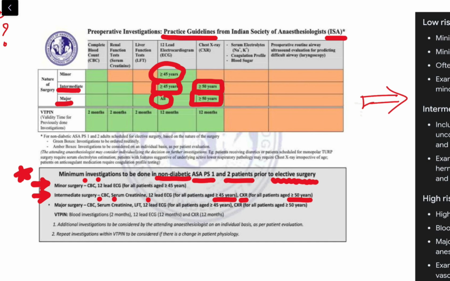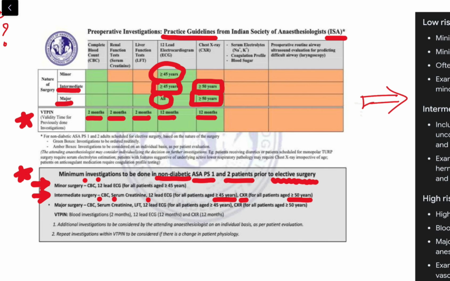Now you may ask, what if a patient has investigations which are much older? How do you decide whether the investigations have to be repeated? This is the guideline: for CBC it is 2 months, for renal functions 2 months, LFTs 2 months, ECG 12 months, and X-ray 12 months. Now obviously if the symptoms have deteriorated or changed, or a new symptom has arisen, then you may ask for any investigation, a repeat investigation.